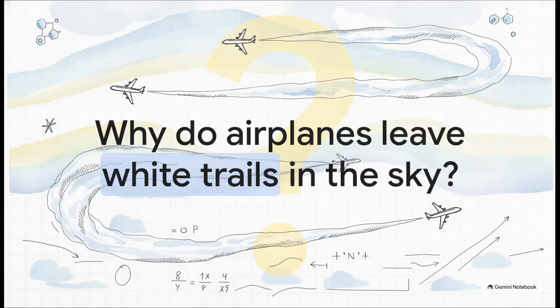Okay, let's dive right into this. It's honestly one of the most common questions people have when they just spend a minute looking up. Why exactly do airplanes leave these bright white trails in the sky? Like, what is actually coming out of the back of those massive aircraft? Is it smoke? Some sort of chemical emission?